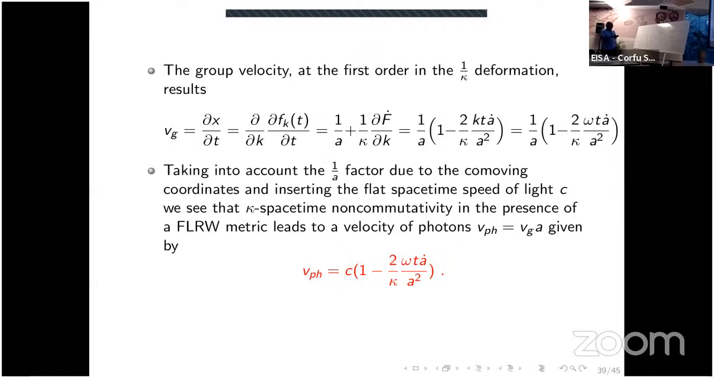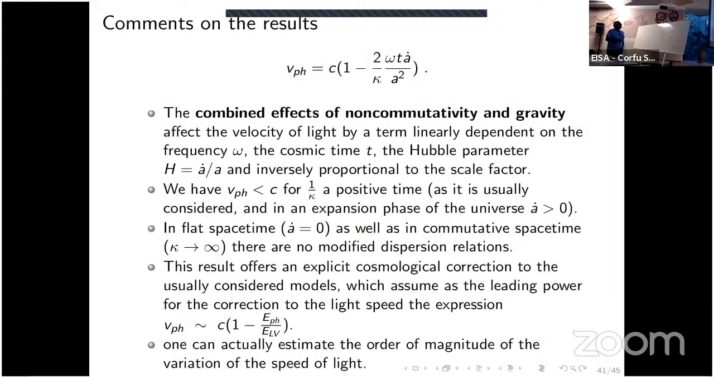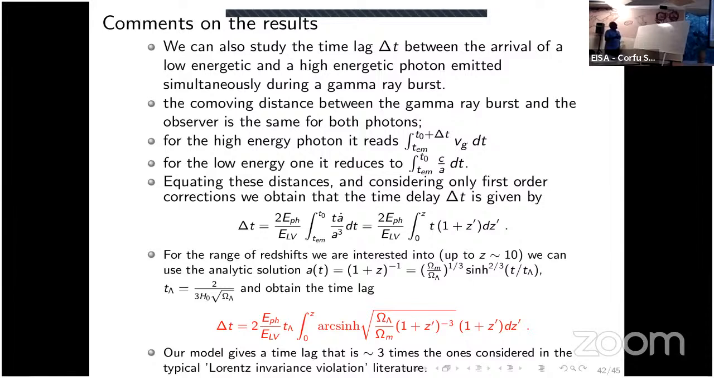But of course we are not able to measure directly this velocity of photons. What we can measure is the time lag, the time delay between high frequency photons, which is explained here, and low energy photons, which are not deformed. And the formula which we get is the following.